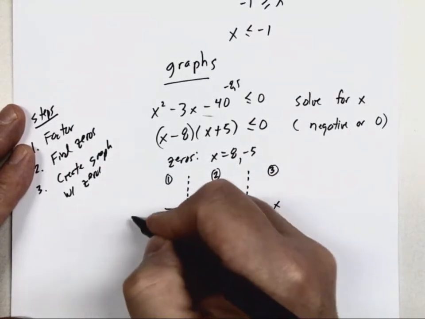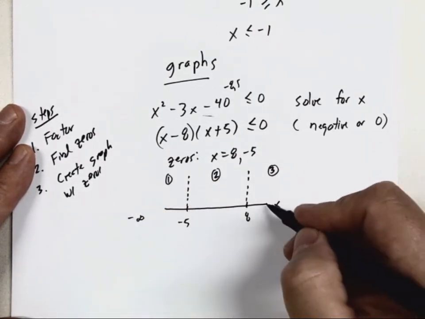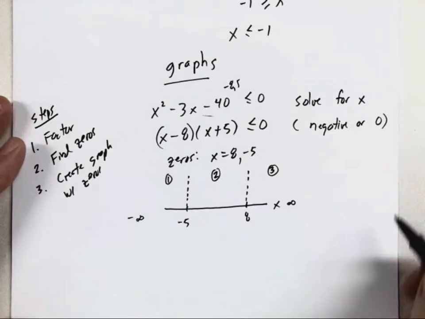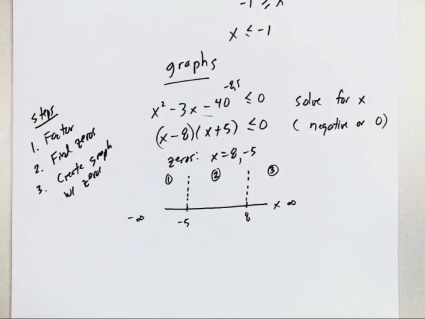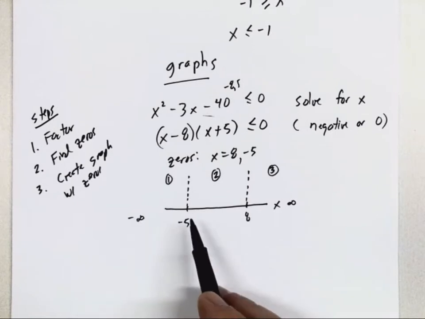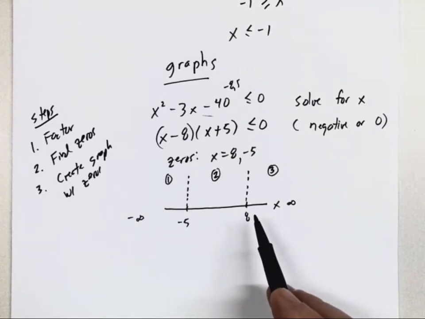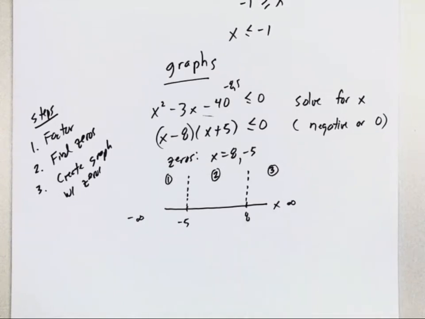As a matter of fact, if you think about it, out here is where x is negative infinity. Out here is when x is infinity. So I have 3 regions. The first region is when x goes from negative infinity to negative 5. The second region is when x goes from negative 5 to 8. And the third region is when x goes from 8 to infinity.